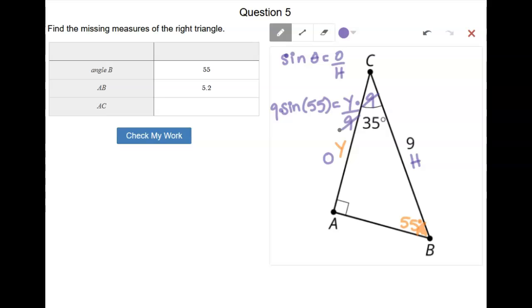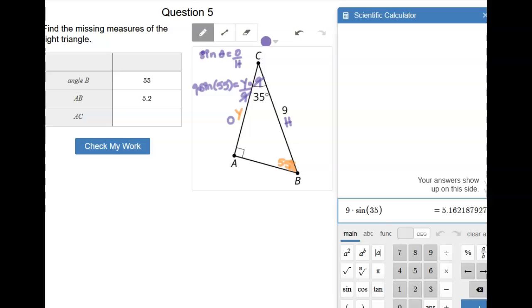And so now we're going to pull out our calculator and figure out what 9 times the sine of 55 is. So 9 times the sine of 55 is 7.37, or approximately 7.4.